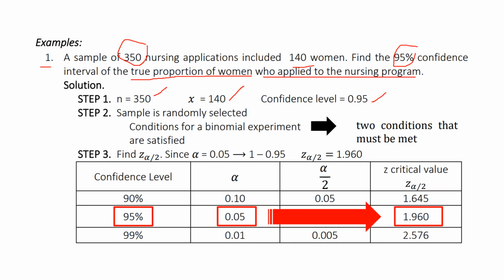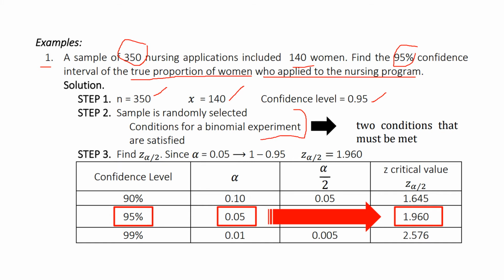For step number 2, the sample is randomly selected. Conditions for a binomial experiment are satisfied. So there are two conditions that must be met.